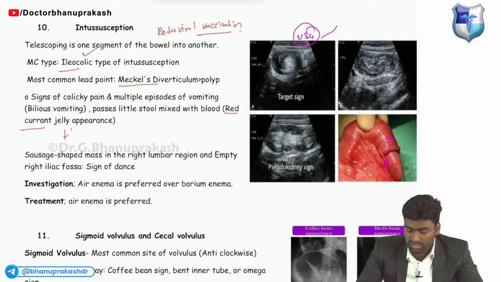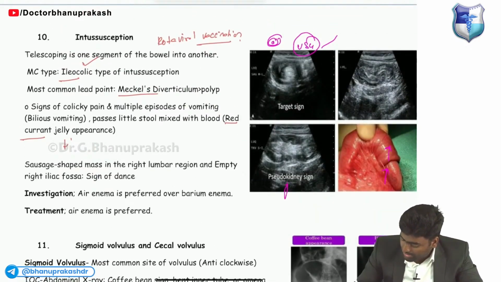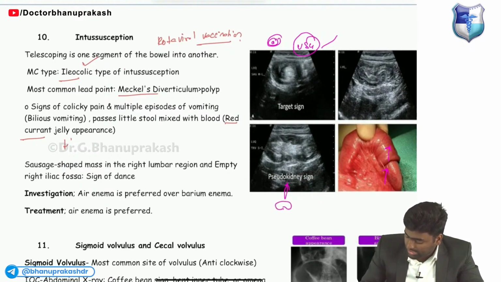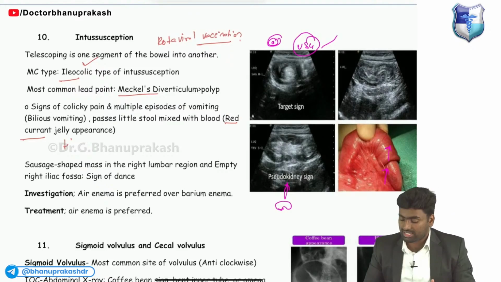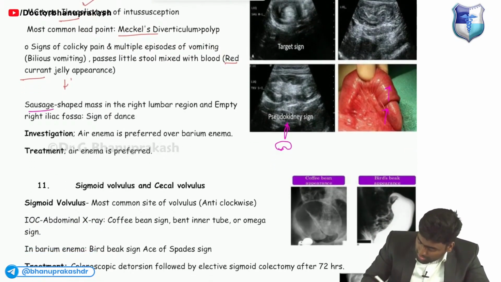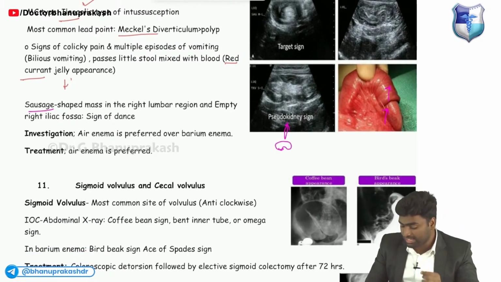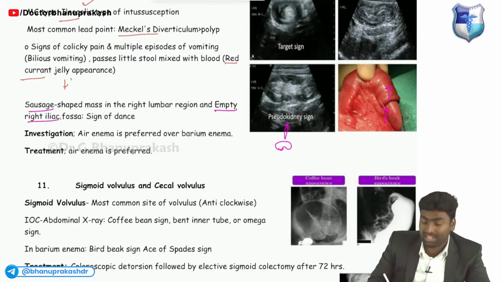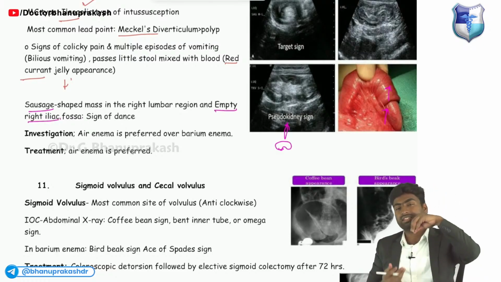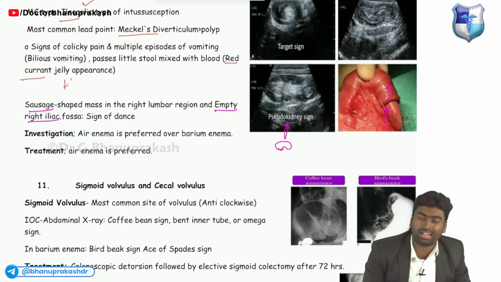Yeah, good, Dr. Anna. In the case of ultrasound, you will be able to see a sign known as the target sign. Next, you will see a sign which looks like a kidney, known as the kidney sign. A few more things you will see: a sausage mass mostly in the right lumbar region, and the right iliac fossa will be empty because of the telescoping. The telescoped loop goes up, that's why the right iliac fossa is empty.